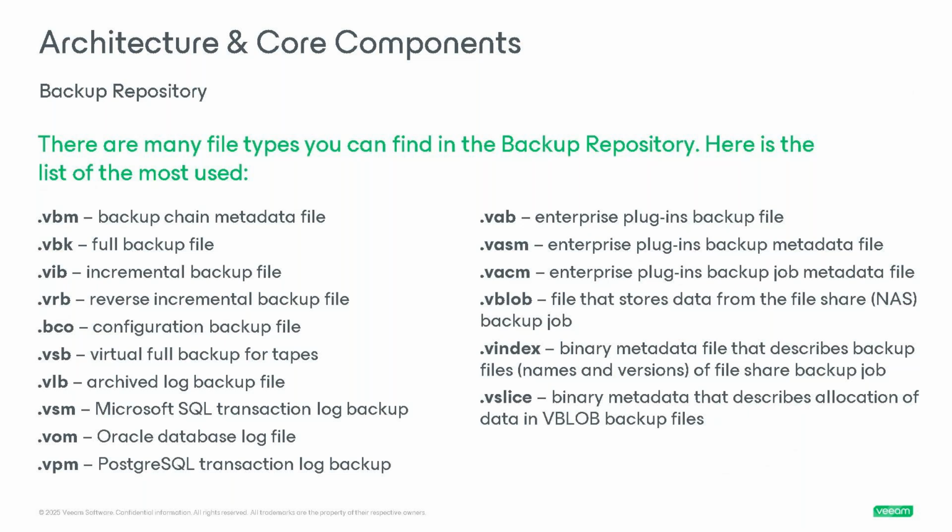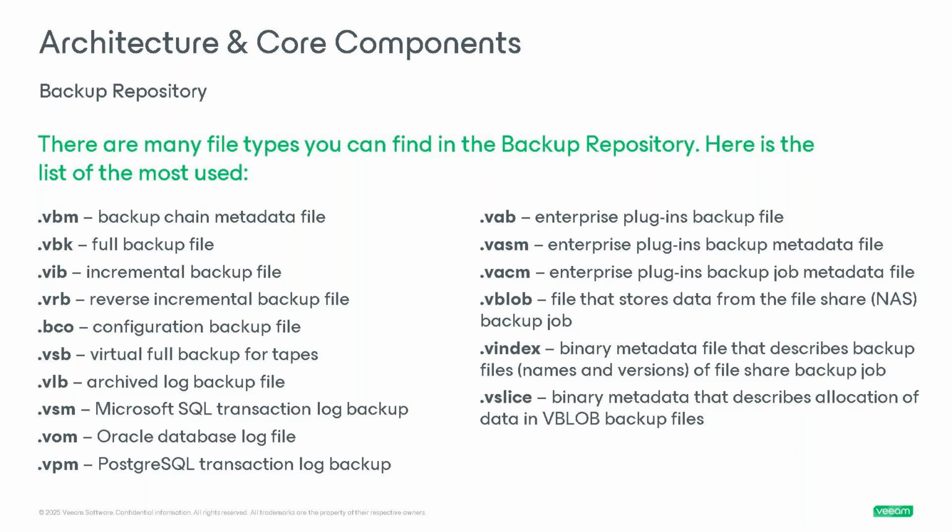Well, it's like the Veeam full backup file, the incremental backup, the metadata. The reverse incremental will be going away in version 13, but that is what that represents. The .bco is the file format for the configuration backup that we discussed earlier for the Veeam configuration database. So virtual full backup for tapes are .vsbs or .vlbs, you may not necessarily see those through the interface, but those would be the file extension created.